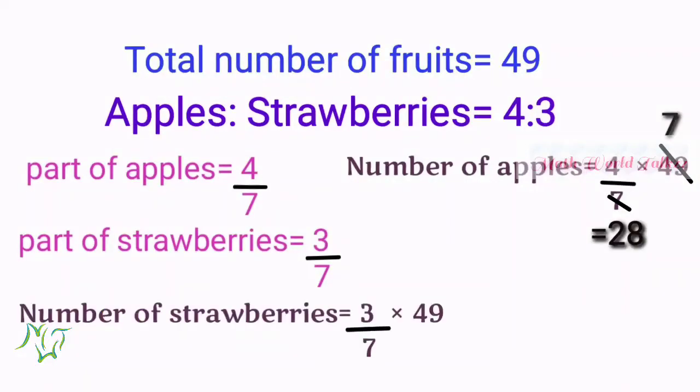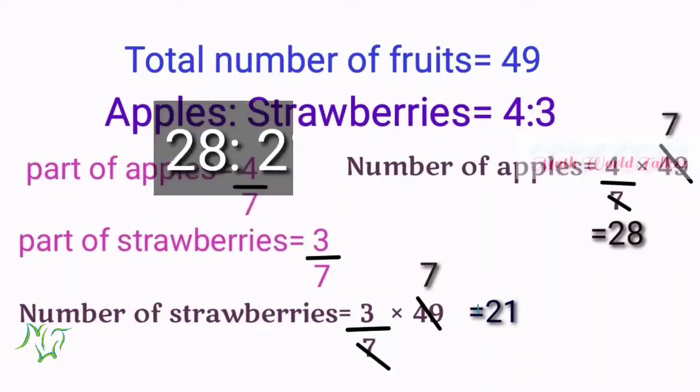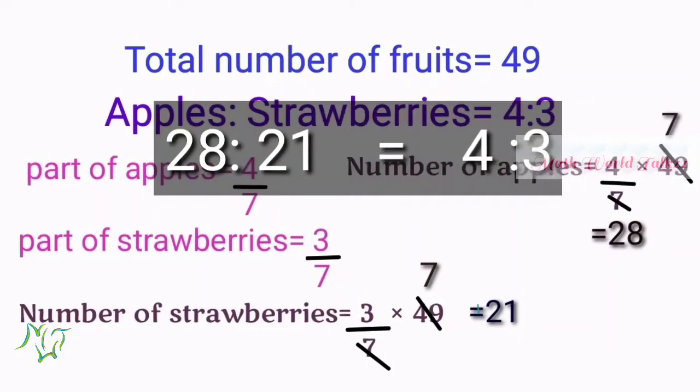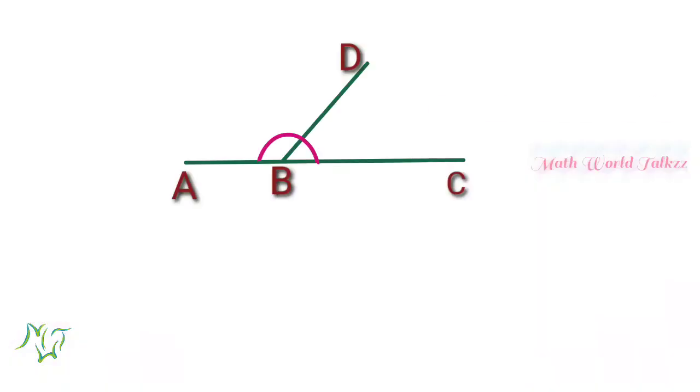Then strawberries, 3 by 7 into 49. Again 7 cancels, so 3 into 7 is 21. If we add the numbers 21 plus 28, we get the total number 49. Also, if we find the ratio 28 is to 21, we get its simplest form as 4 is to 3.